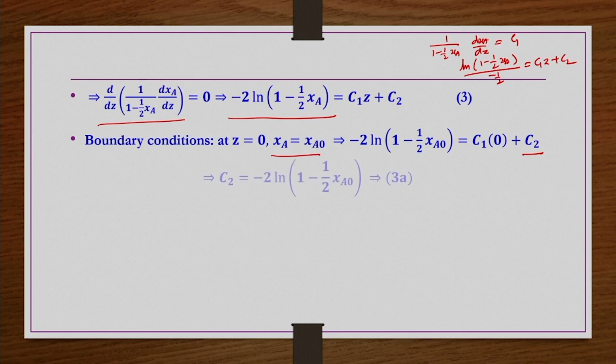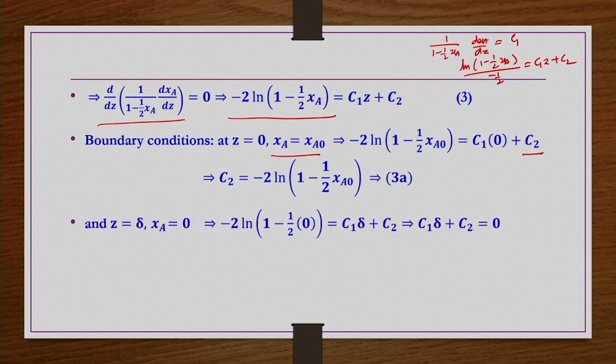The other boundary condition is at z equals delta, xA is equal to 0. Why is xA equal to 0? Because the reaction is very instantaneous. The moment the molecules of A come and reach the surface of the catalyst, immediately they react and form B, right. So, there is no A present at any given time, immediately they are converting into B because of the reaction. So, that is the reason xA is 0 at z equals delta. z equals delta is nothing but the catalyst surface location.